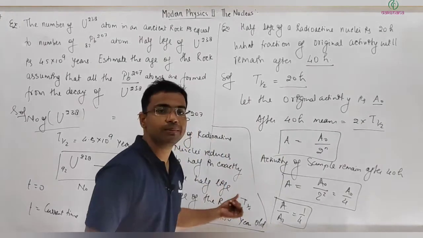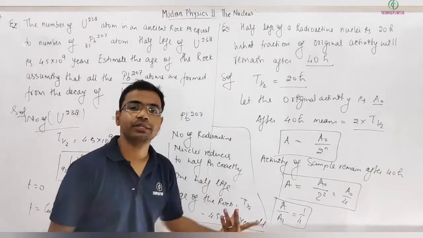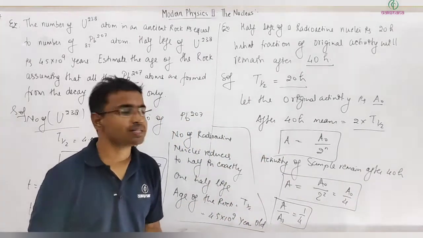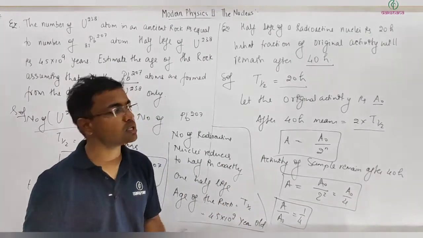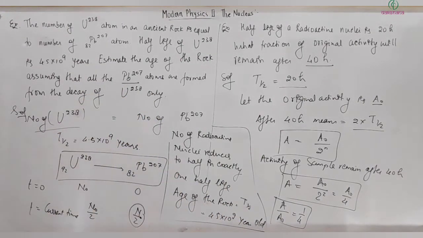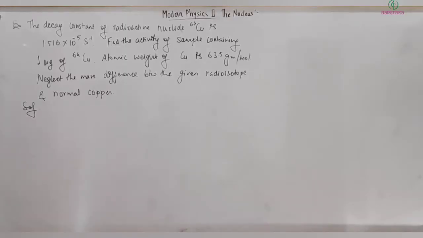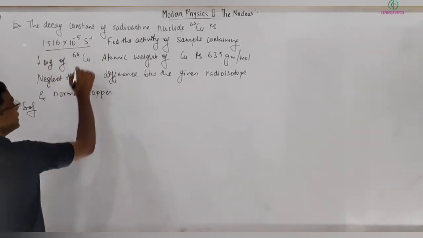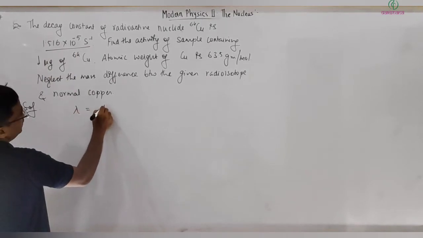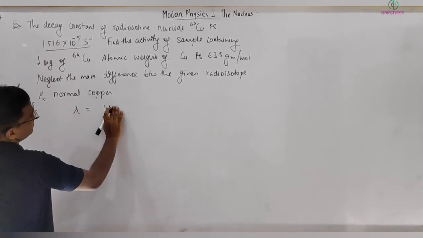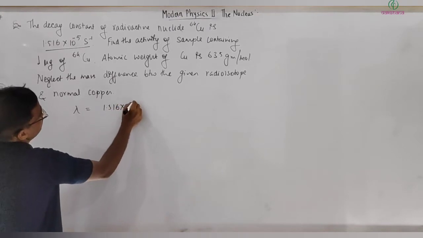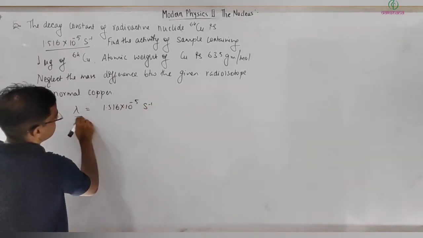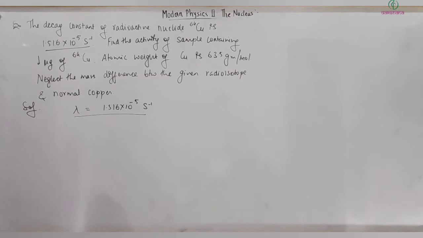So this is about simple application of the part we discussed, and simple problems. Try more problems, you will get more confidence on these topics. Okay, let's see one more problem. The decay constant of radioactive nuclide copper 64 is given. So here you are given lambda, that is 1.516 into 10 to the minus 5 second inverse. Lambda for copper 64 is given.